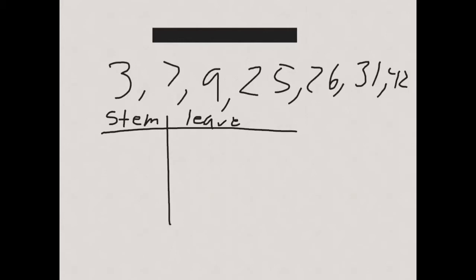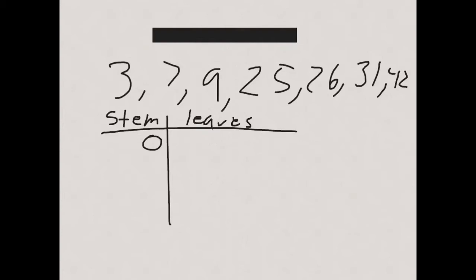Now, your stems are going to be the first digit of each number. These are already in order. When they're out of order, you're going to put them in numerical order from lowest to greatest. What about numbers that are single digit, like 3, 7, and 9? Well, you're going to put a 0 here, because another way to write 3, 7, and 9 would be 03, 07, and 09.